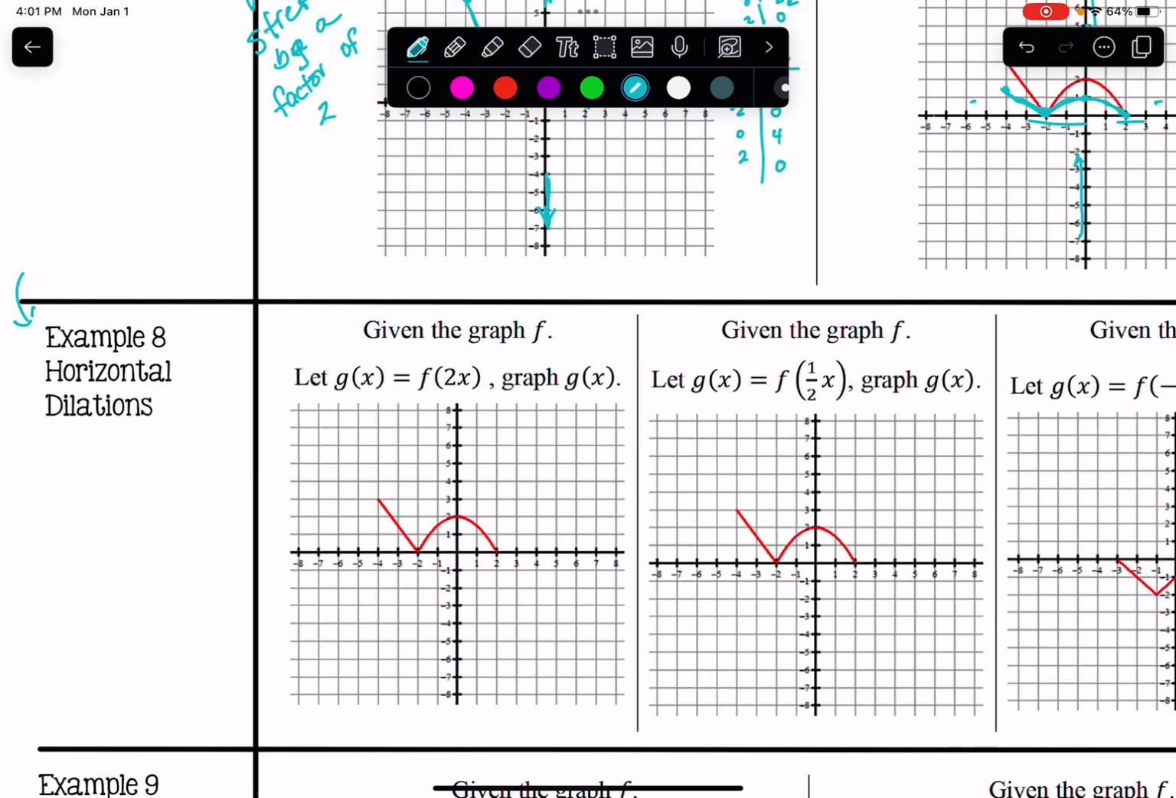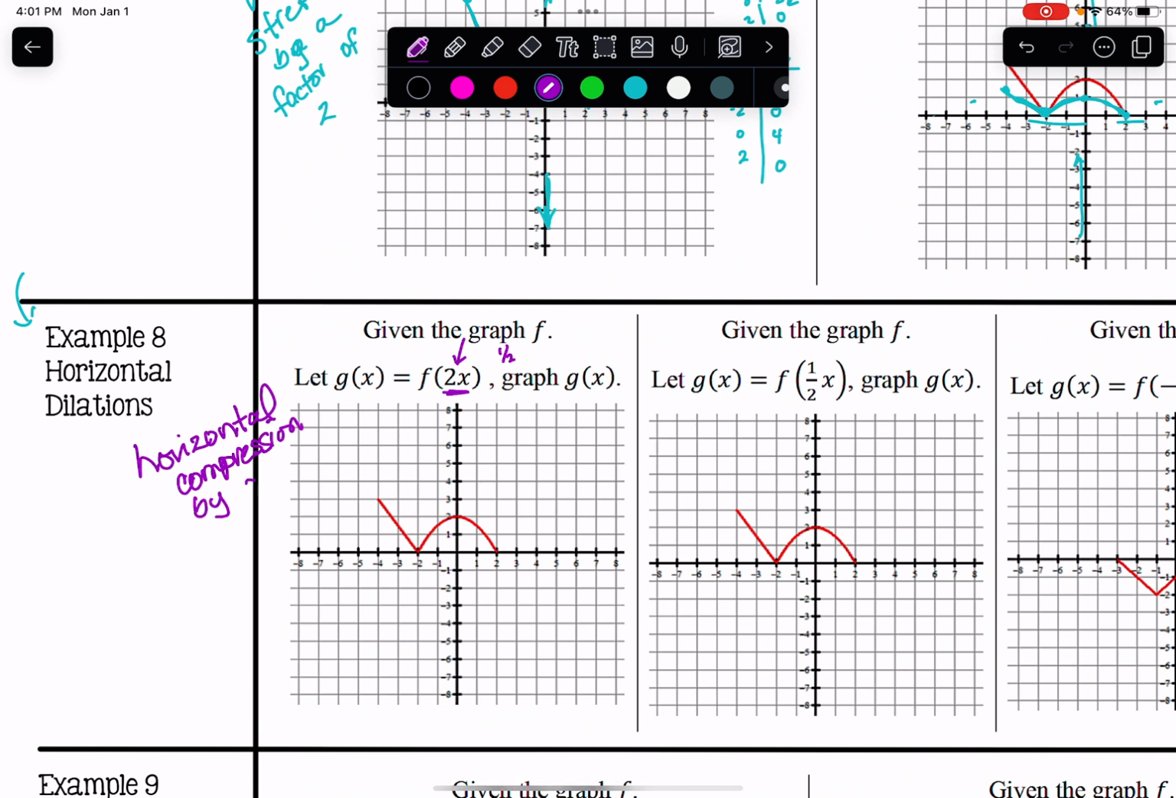The first thing we need to remember is that if it's 2 times x here, we multiply by a factor of half. And so we have to remember that. It's inside the function, so that's how we know this is a horizontal. Now, if it's greater than 1 and it's horizontal, it's going to be a compression. And I'll show you why when we do it.